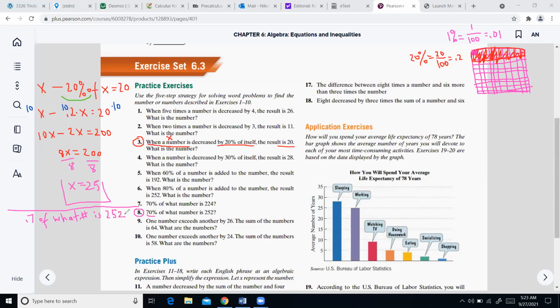So this expression I want to replace with an equation. I already know that of means times, so I'm going to replace of with times. And is means equals, right? Also, what number is something that I'm looking for, and I will always call it X. So now we copy the numbers here, 0.7, and on the other side of the equation, 252.